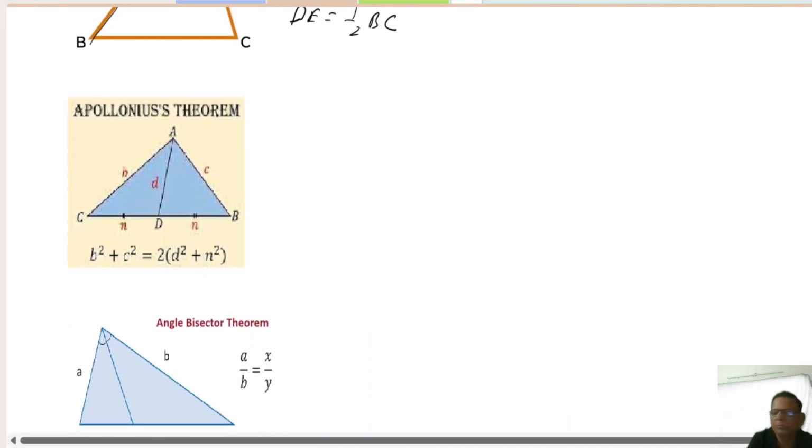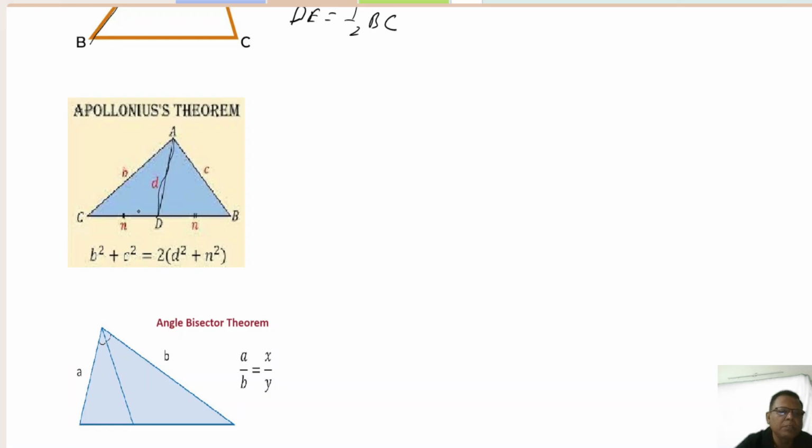Now the second theorem is also very important, that is Apollonius theorem. What does Apollonius theorem say? Suppose you draw a median, meaning this length and this length are equal. Then b square plus c square is equal to 2 (d square plus n square). Either this one you take or this one, both are the same.